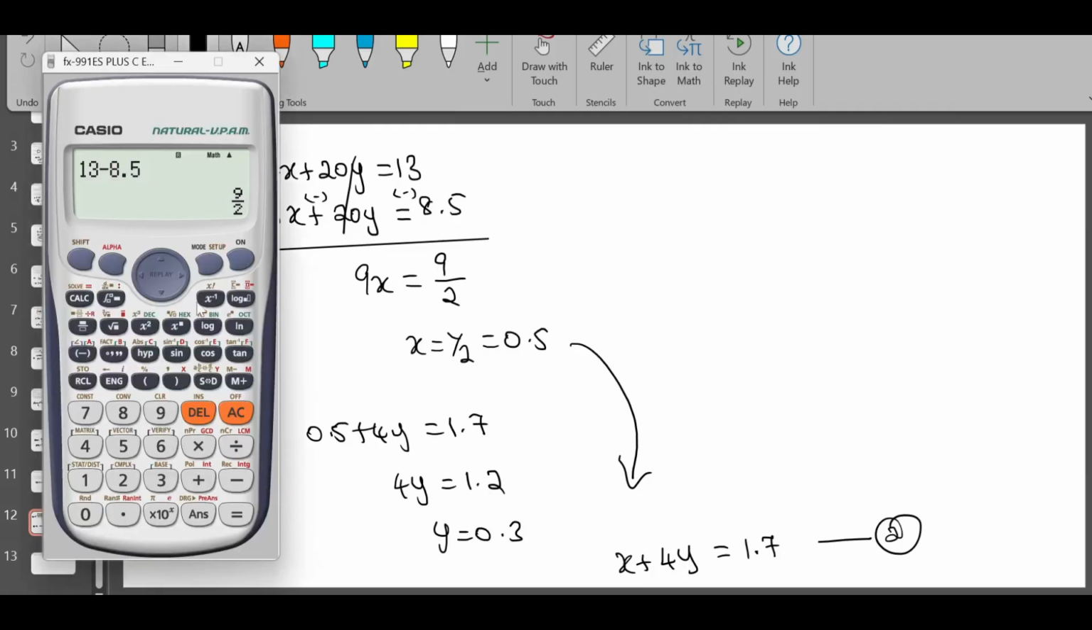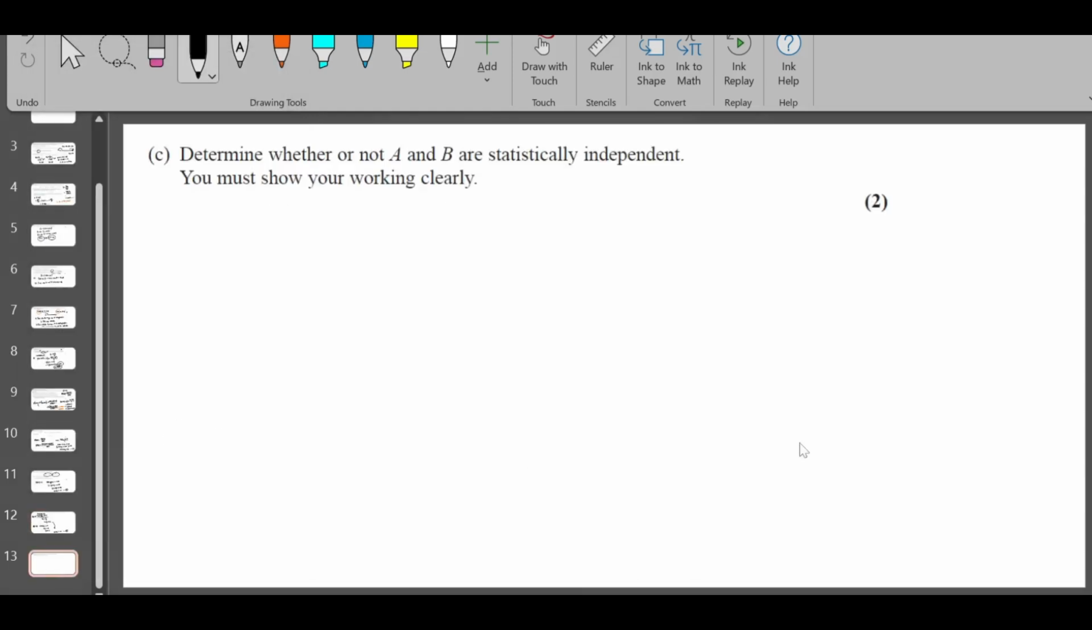Always use your calculator to verify the answer. Go to equation number 1. 1, 4... 1.7. And the second equation is 14, 20, 13. Okay, 0.5 and 0.3. That's the correct answer. Let's move on to the last part.